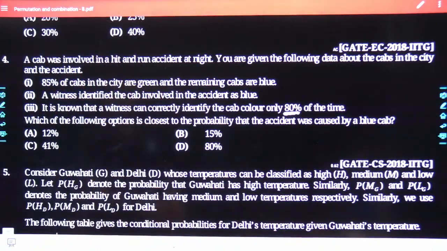Agree? He used to be wrong. Which of the following options is closest to the probability that the accident was caused by a blue color cab?